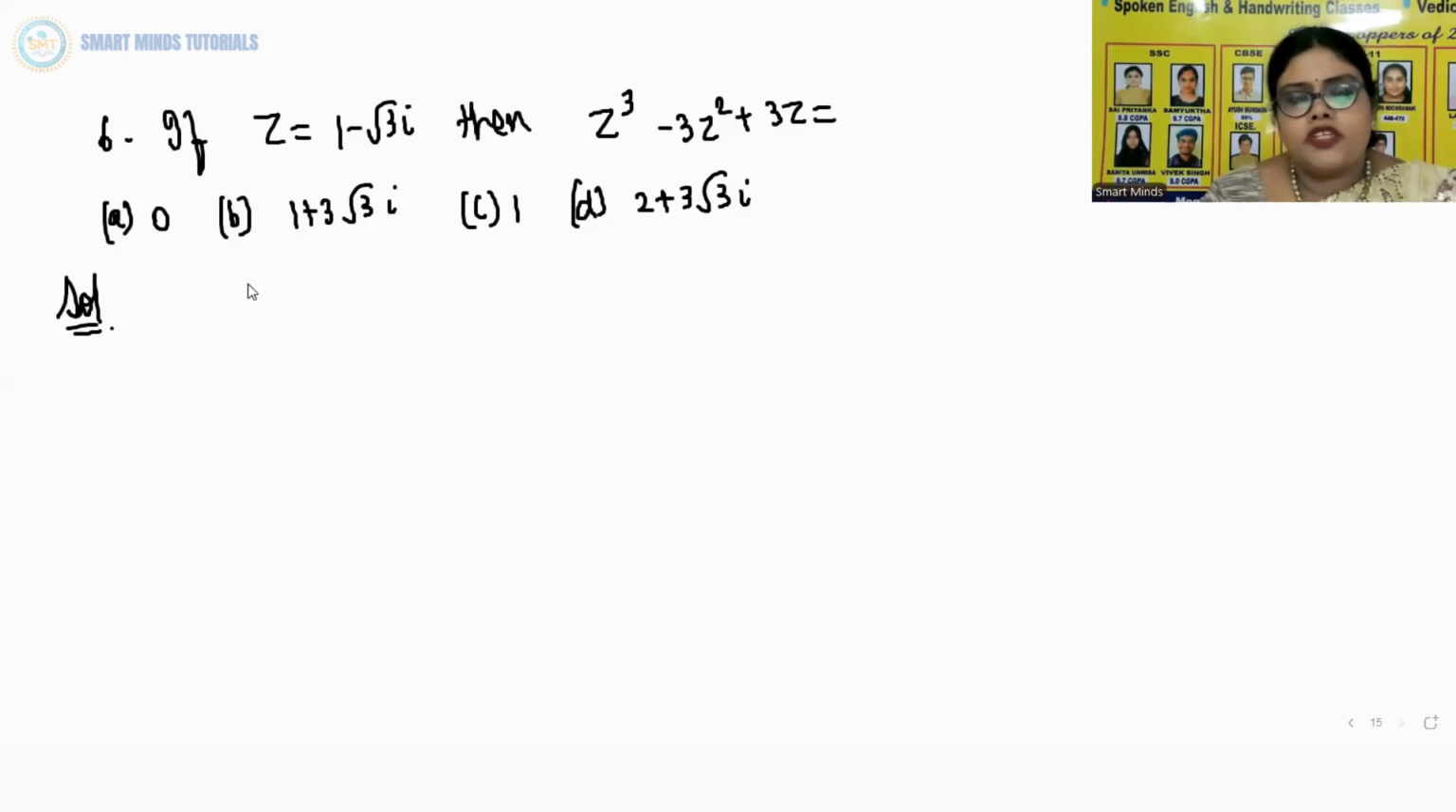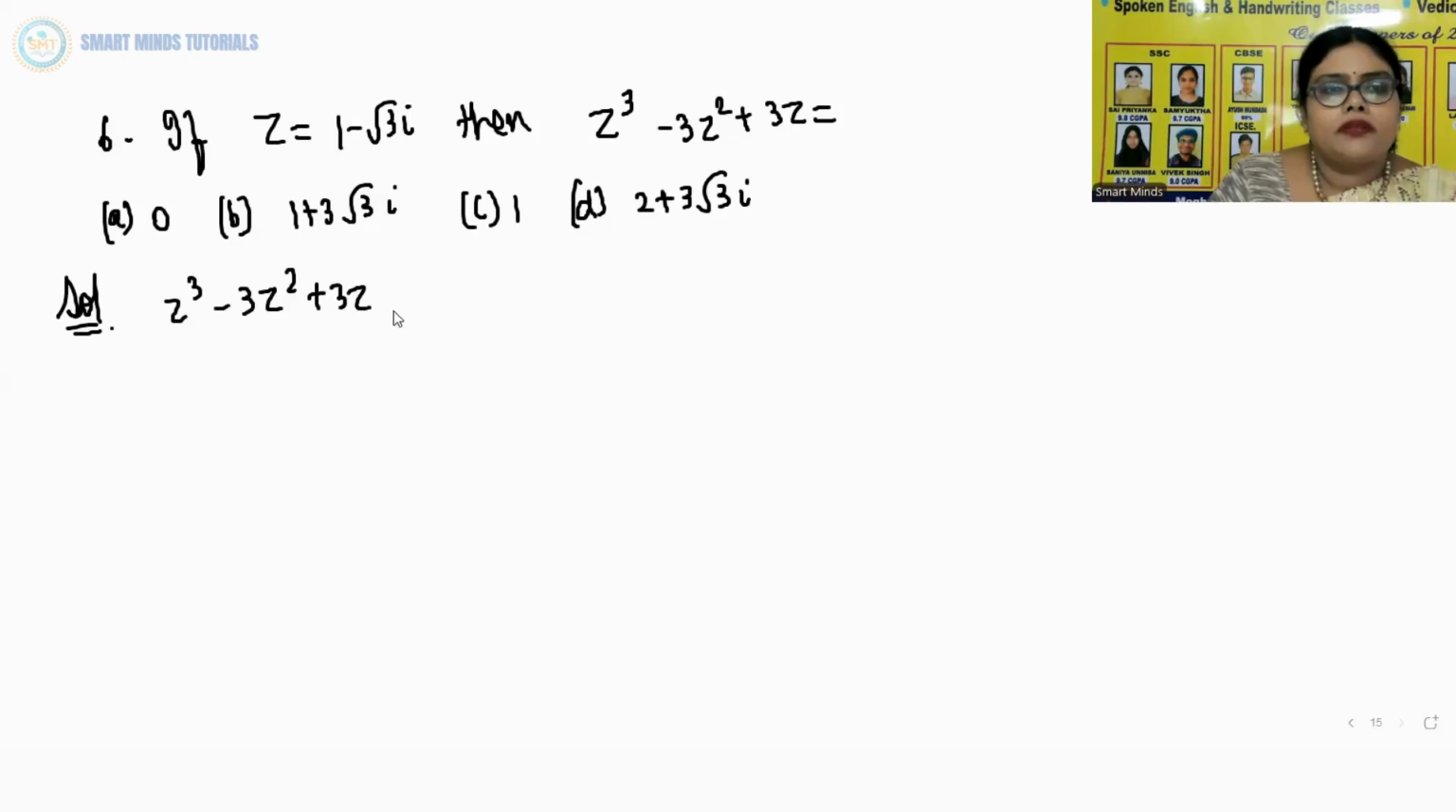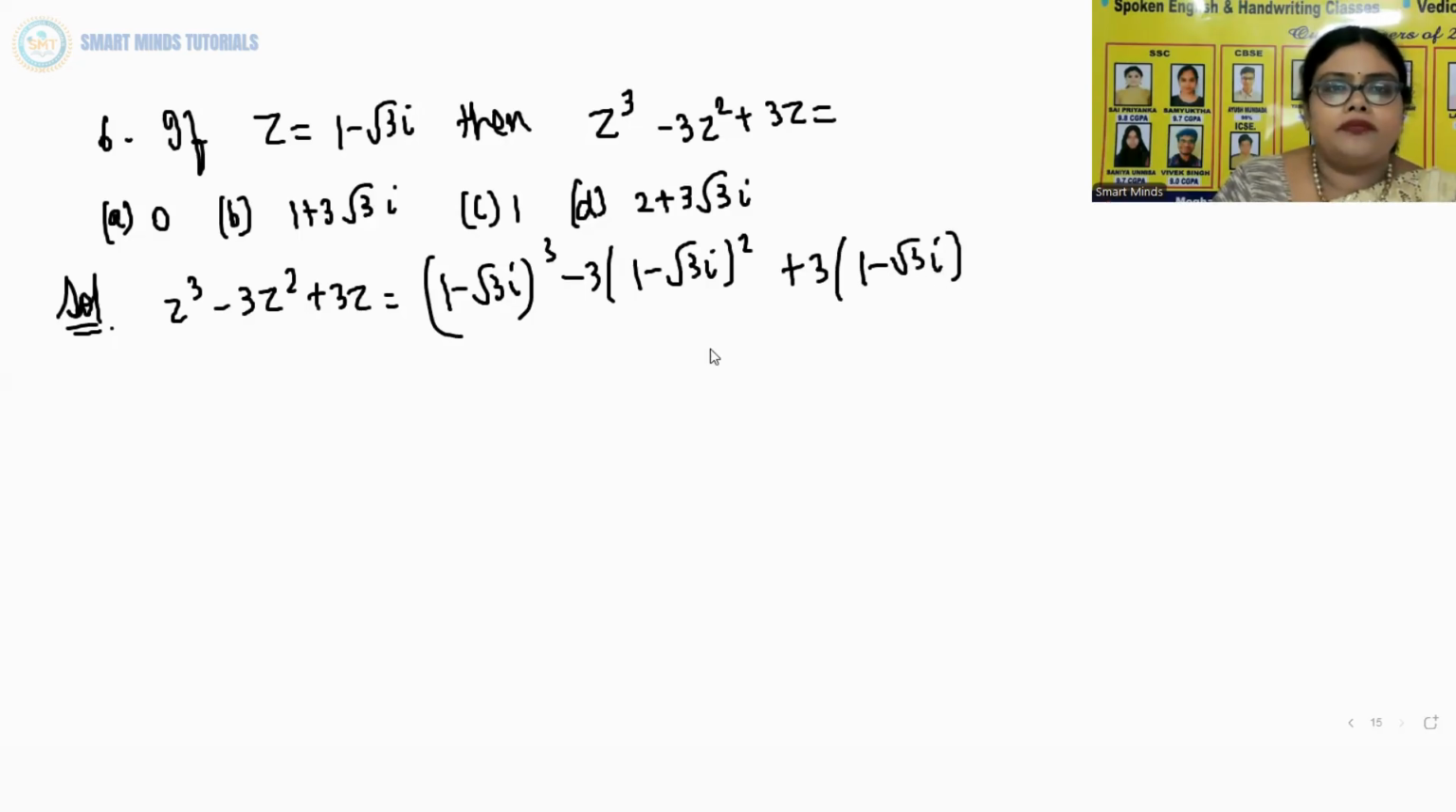Now take the next question. If z is equal to 1 minus root 3i, then we need to find the expression z cube minus 3z square plus 3z. So directly I am starting the problem. We need to substitute here (1 minus root 3i) whole cube minus 3 into (1 minus root 3i) whole square plus 3 into (1 minus root 3i).